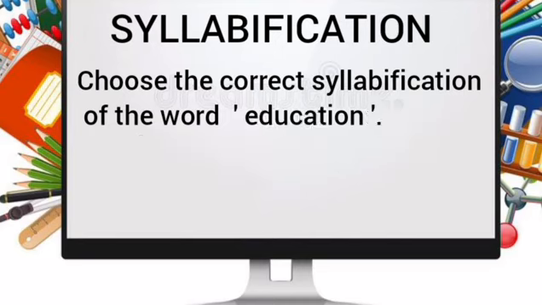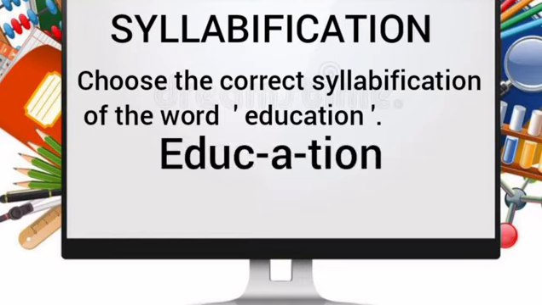Okay, one more example. Choose the correct syllabification of the word education. 4 options will be given. You have to choose the correct one. What is the answer? E-D-U is a separate syllable, C-A is separate, T-I-O-N is separate. Right? Okay, so I hope you understood about the syllabification.